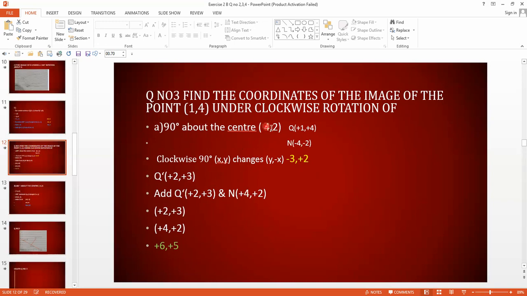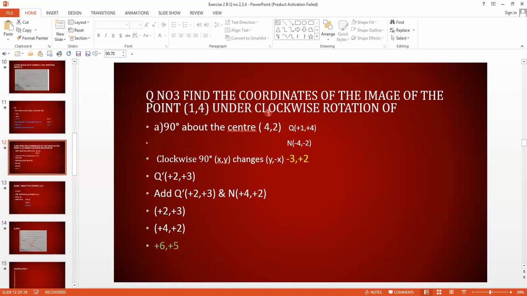Last point is that again I have to add this 4 and 2 in this 90 degree rotation, plus 2 and plus 3. So I have to add Q dash, this one is Q dash, into this point, initial point N. So plus 4 plus 2, and I have to add this plus 2 and plus 3. So plus 4 plus 2 become plus 6, and 3 plus 2 becomes 5. This is A part.